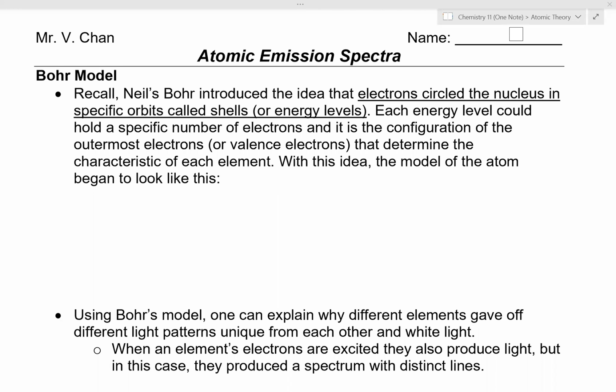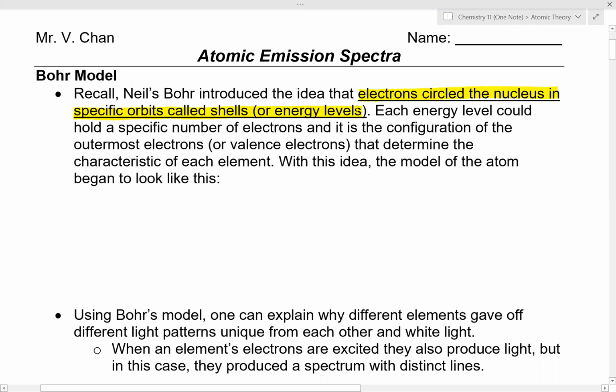Hello, Chemistry 11. Today, what we want to do is just continue on with a little bit of review of what you learned back in Science 10. Now, back in Science 10, remember you had touched upon the Bohr model, and the idea of the Bohr model was that electrons circle the nucleus in specific orbits called shells or energy levels.